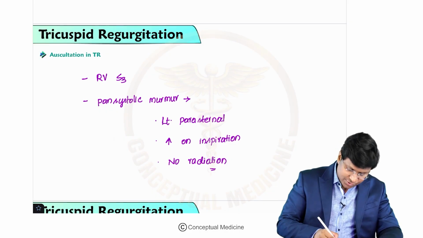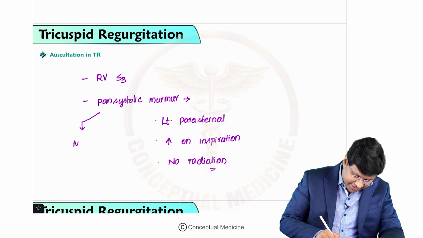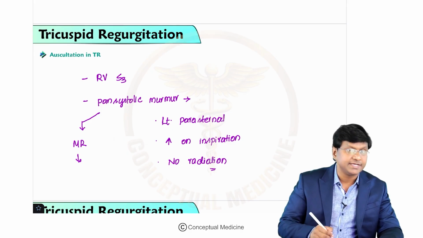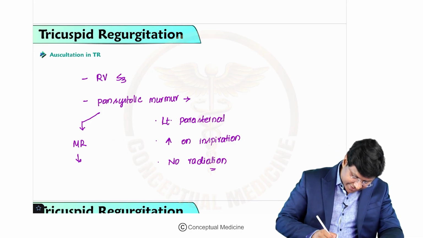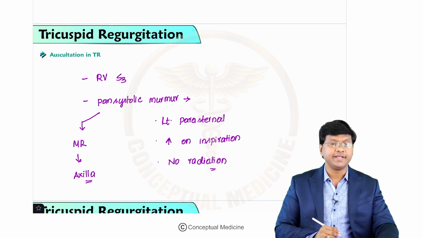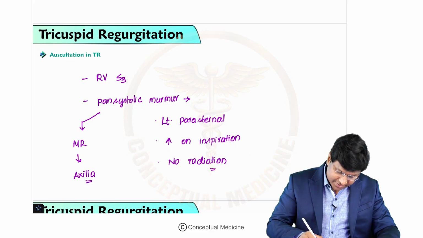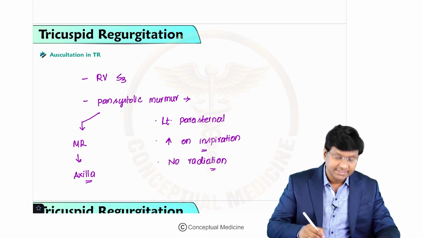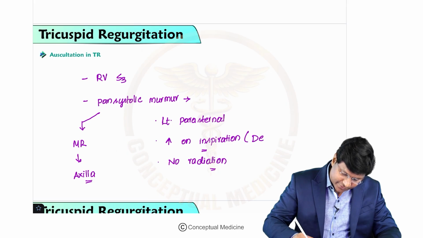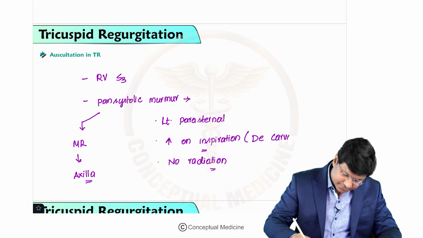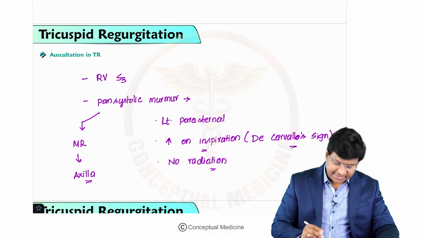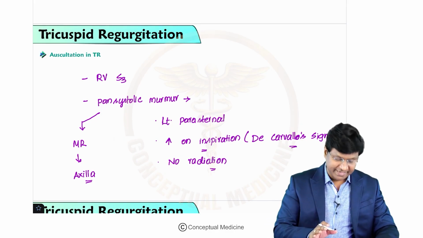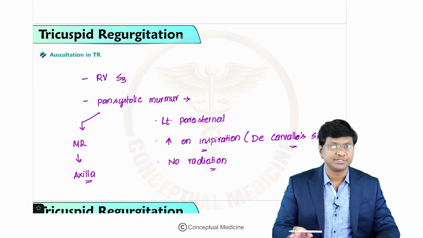Whereas a pansystolic murmur is also heard in mitral regurgitation, the mitral regurgitation pansystolic murmur will radiate to the axilla. The murmur increasing on inspiration is called the Carvallo sign. So that is about the pansystolic murmur of tricuspid regurgitation.